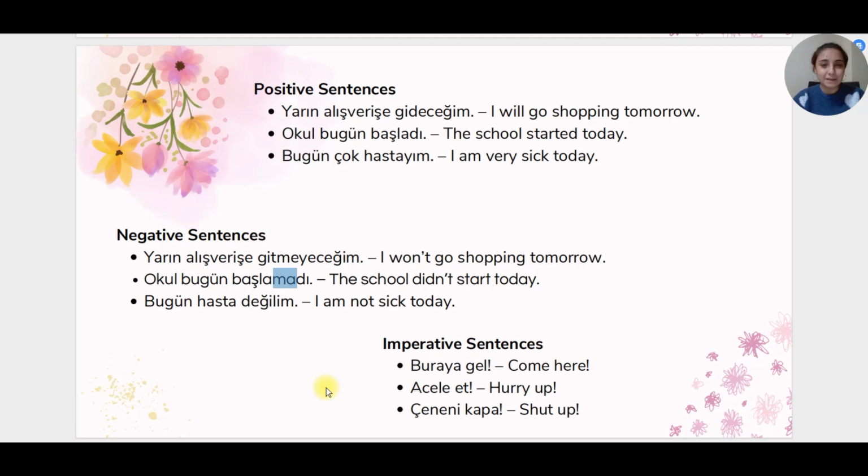And bugün hasta değilim. Oppositely, bugün çok hastayım. I'm not sick today. And here, just değil word you saw. And why it is not ma or me? Because it is a negative suffix in verb sentence. But here it is not a verb sentence. It is a noun sentence. Bugün hasta değilim. I am not sick today. And that's why not meanings in noun sentences or adjective sentences in Turkish is değil word.